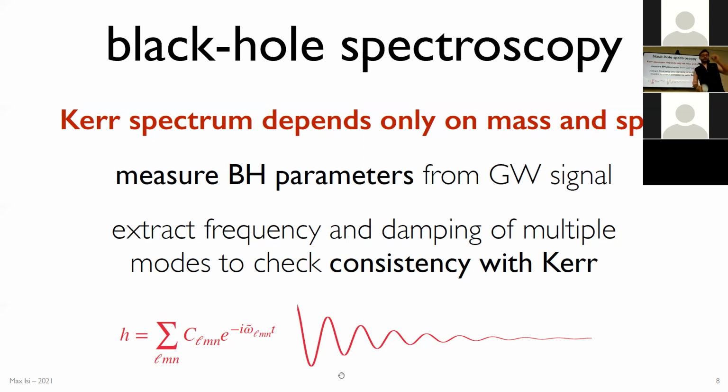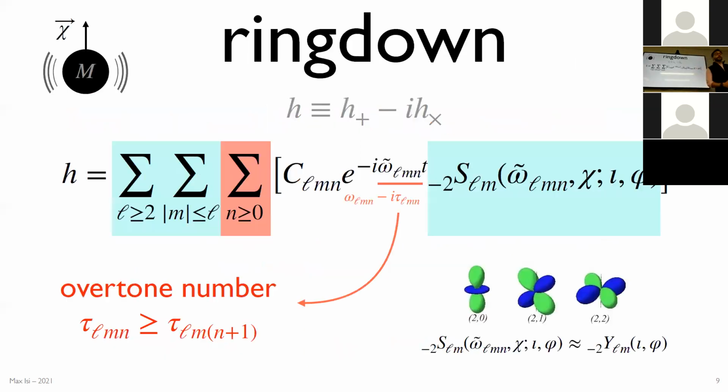Okay, so to do that, all you need is a signal template model for this ringing, and this will become a little more important later on. And this will be a superposition of a number of quasi-normal modes, as I explained, with some complex frequency that has a real part and an imaginary part that defines the mode. And these frequencies are indexed by L, M, and N.